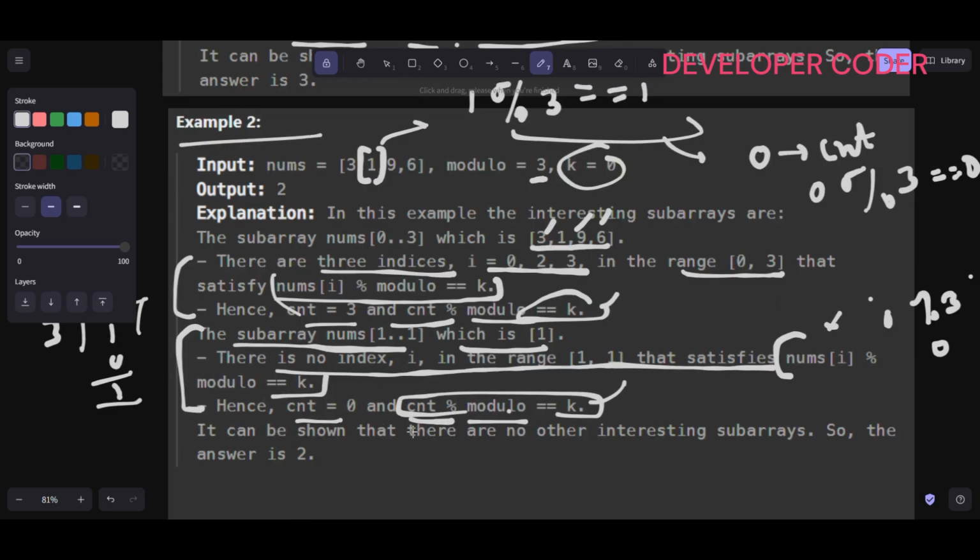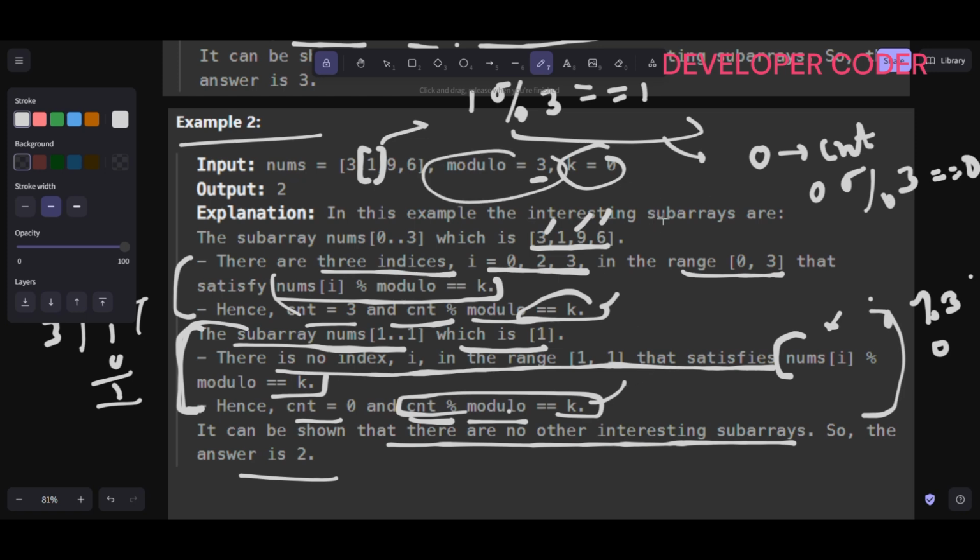It can be shown that there are no other interesting subarrays. So this is important, and this is also interesting, because in this subarray there are 0 such elements, and when I do 0 modulo the modulo value, I am getting a value equal to k again. So this is also one important boundary condition that we need to check.